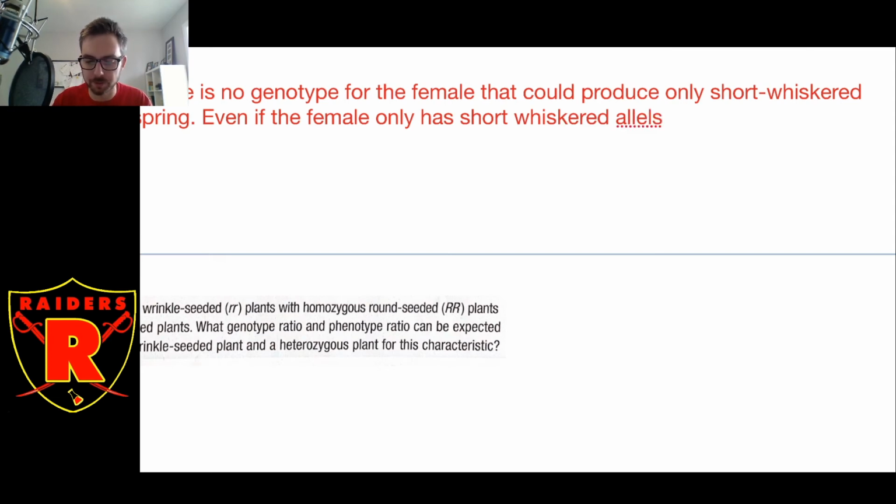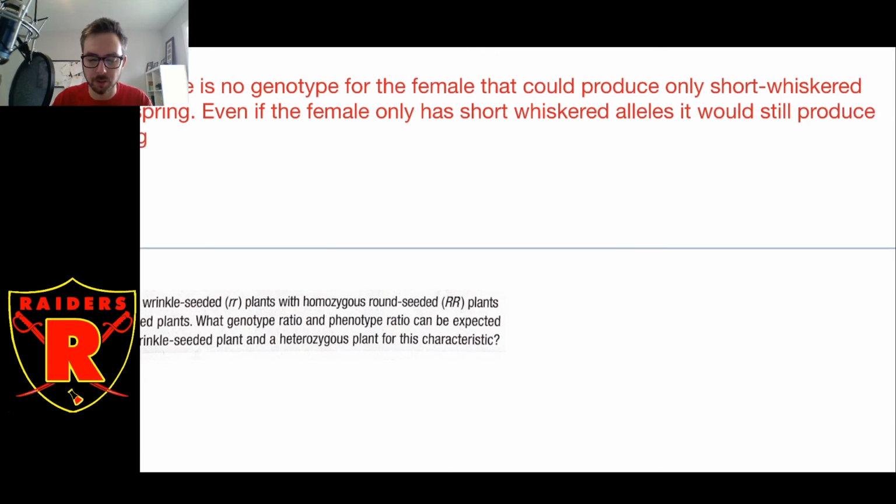Alleles. Only short whiskered alleles would still produce long whiskered babies 50% of the time.